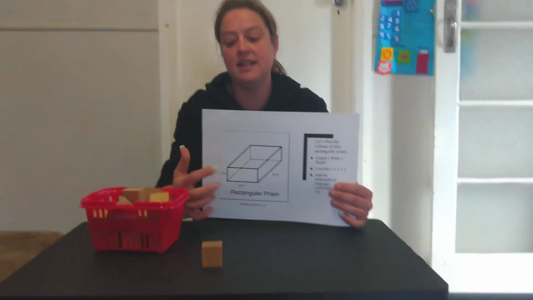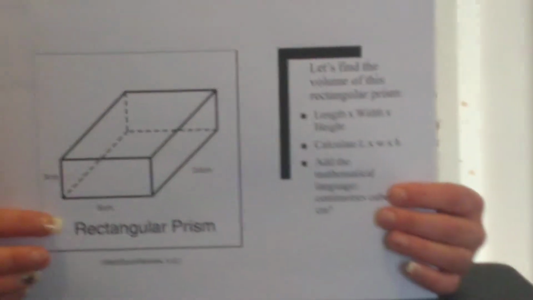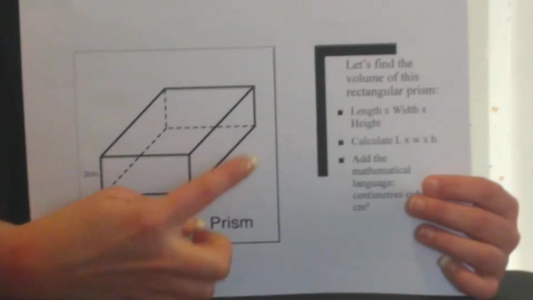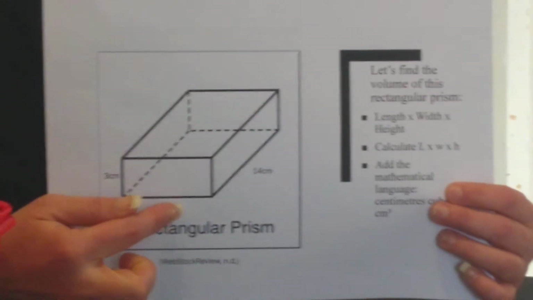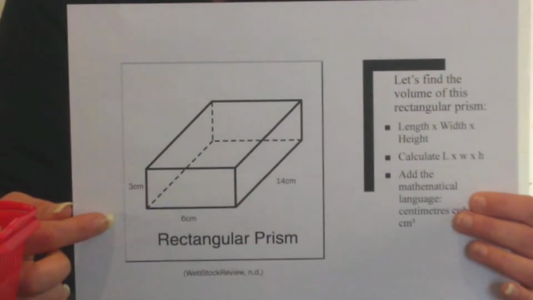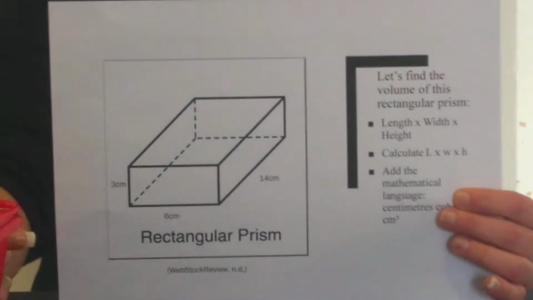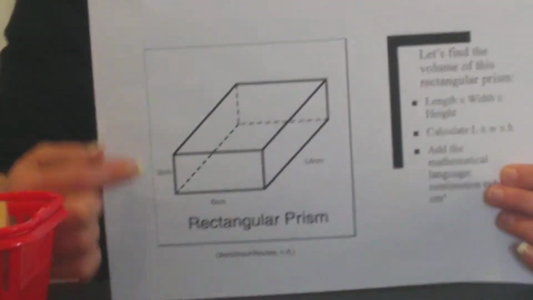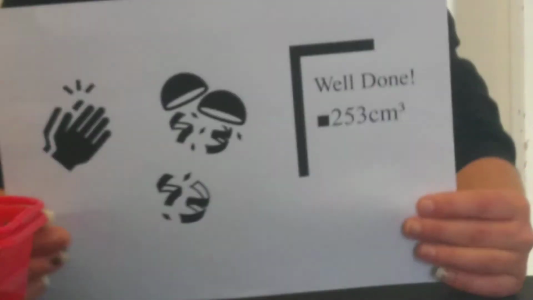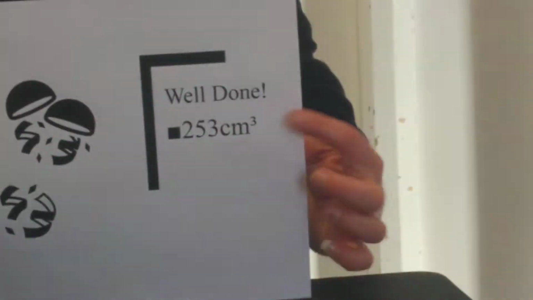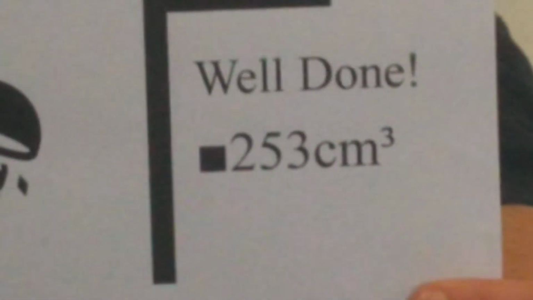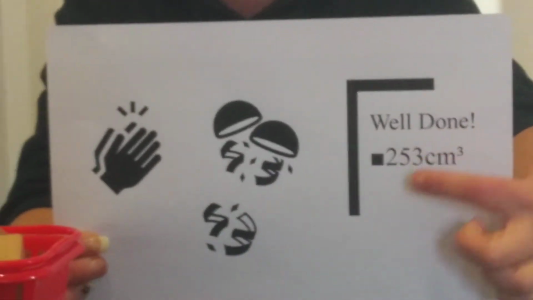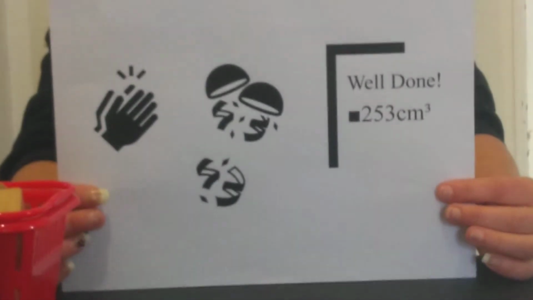Let's find the volume of this rectangular prism. The diagram shows that the length is 14 centimetres, the width is 6 centimetres, and the height is 3 centimetres. So we calculate these together as 14 times 6 times 3. So you get 253 centimetres cubed. So the volume of the prism is 253 centimetres cubed.